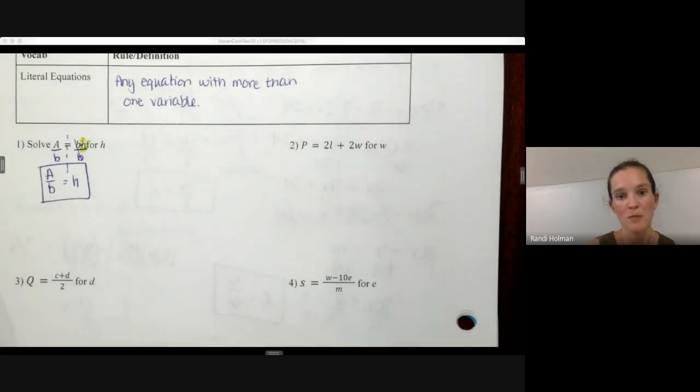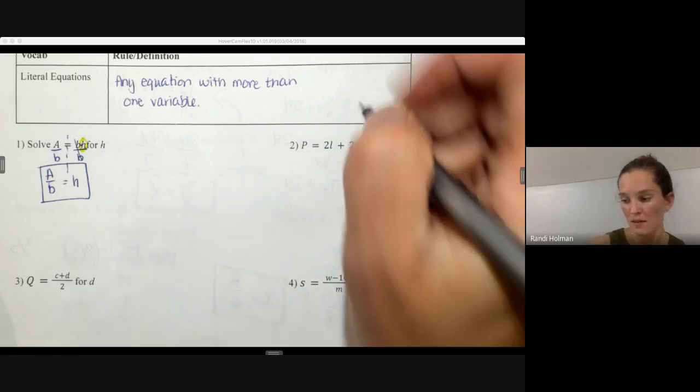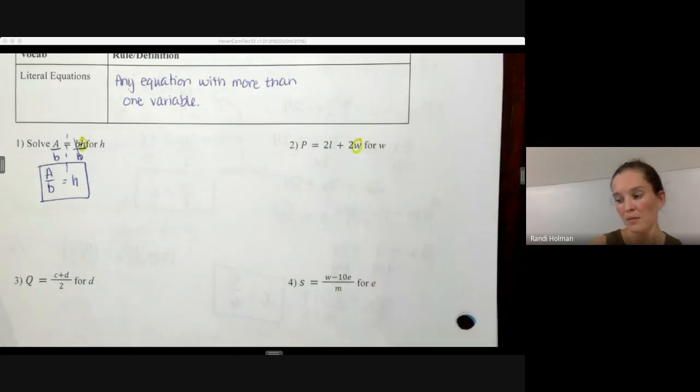Next one here, we have P equals 2L plus 2W. Some of these equations might look familiar. This is looking at the perimeter of a rectangle. The perimeter is equal to 2 lengths plus 2 widths. And if we want to solve here in this case for W, again, we're just going to identify this is the variable I'm solving for. Let's see how we can get it by itself.